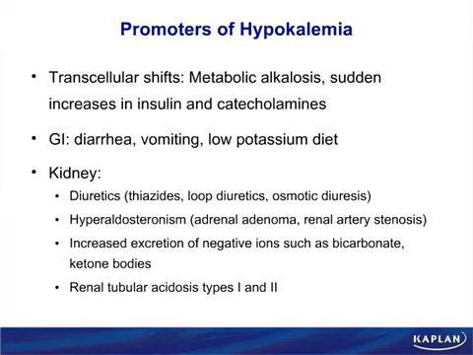We also looked at some syndromes earlier today, like Bartter syndrome. Another example of a patient that can get hypokalemia due to secondary hyperaldosteronism. Renal tubular acidosis, type 1 and type 2. Type 1 and type 2 renal tubular acidosis can also lead to hypokalemia. So these are the causes of hypokalemia.